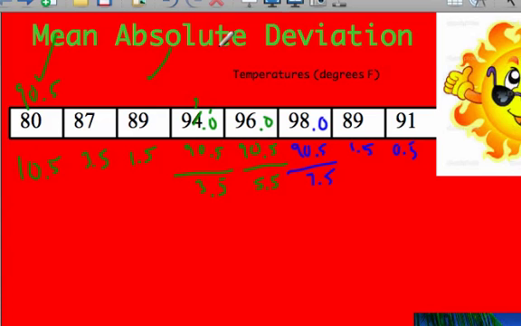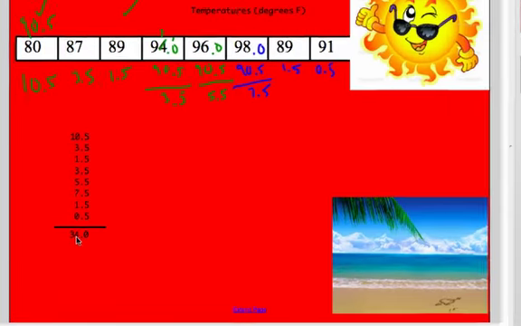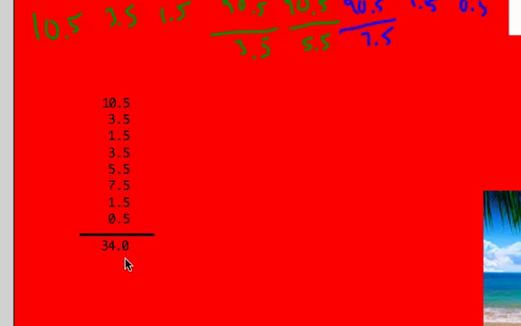So now that I found the absolute value that each number is essentially from 90.5, I'm going to add all these numbers up, and again we're going to divide by how many numbers there are. The deviation, if you say something deviates, that means it's changing, it's different. So what we're looking for here is how much are these numbers deviating, how far are they away from the mean.